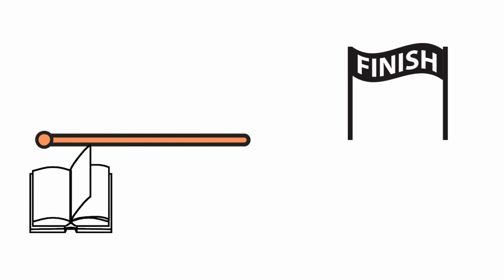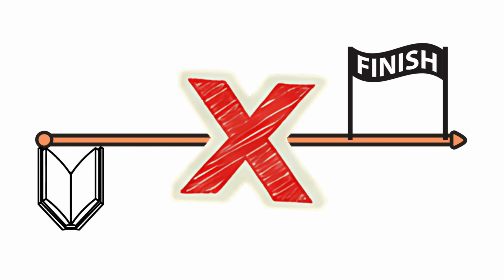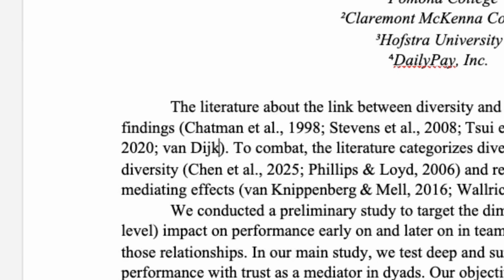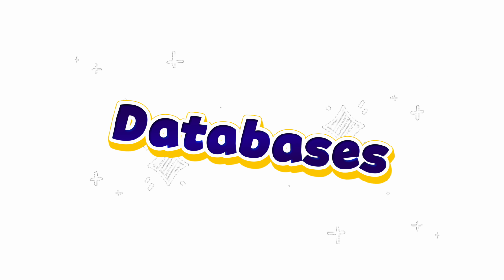First off, searching for literature is not a linear process. You will need to search for sources every step of the way, and often you'll find yourself rewriting sections of your paper with different citations. Now let's dive into databases.